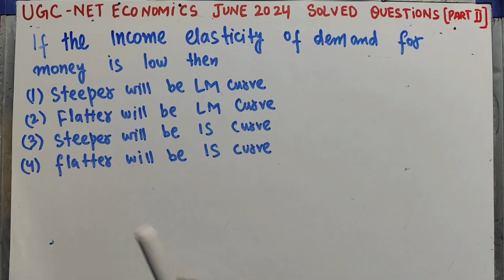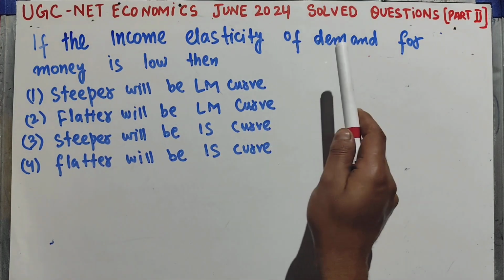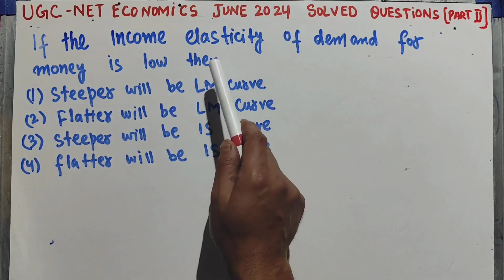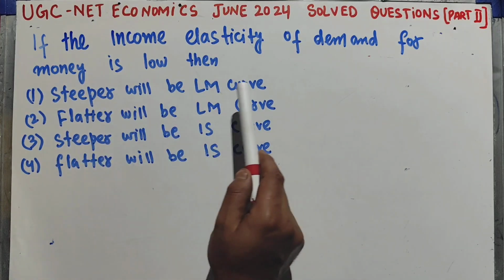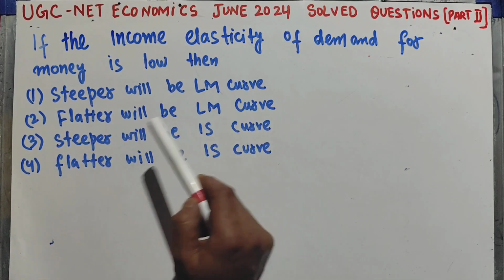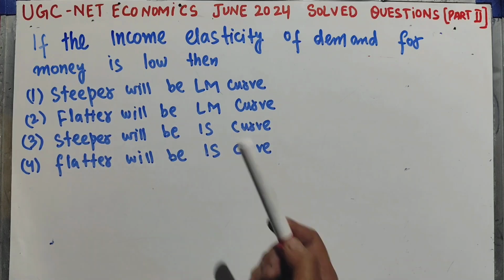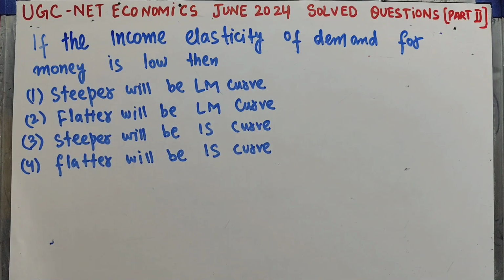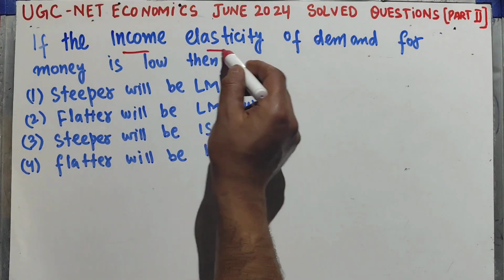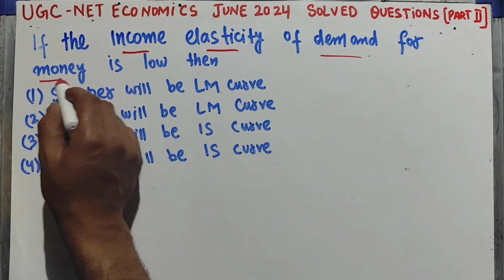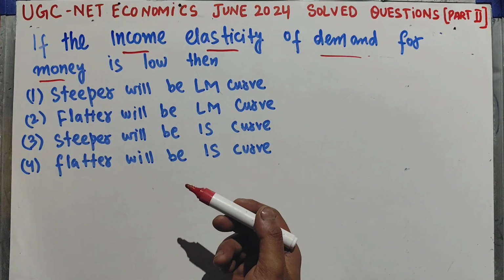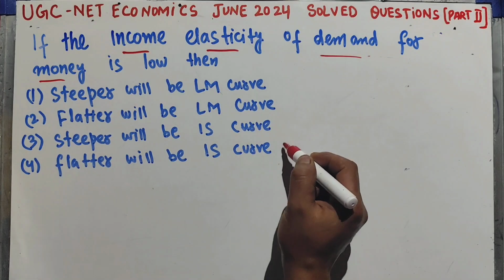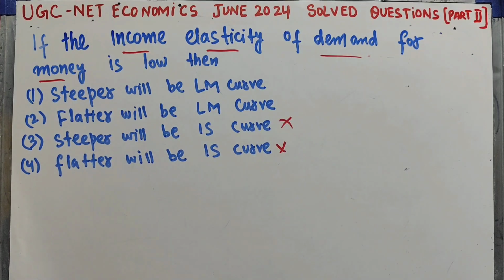Okay, next question is, if the income elasticity of demand for money is low, then the options are: steeper will be the LM curve, flatter will be the LM curve, steeper will be the IS curve, and flatter will be the IS curve. We are being told about the income elasticity of demand for money, so this is not related to the IS curve, so these two options should be incorrect.